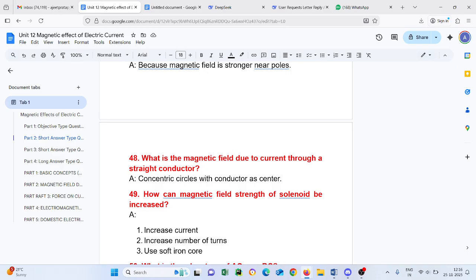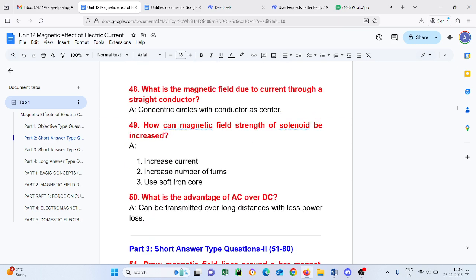Question number 48. What is the magnetic field due to the current through a straight conductor? Concentric circles with the conductor as center. How can the magnetic field strength of a solenoid be increased? Increase current, increase number of turns, use soft iron core.